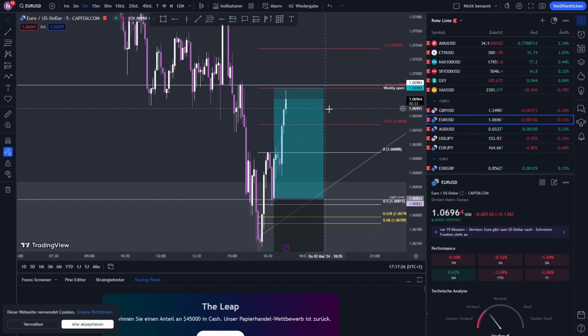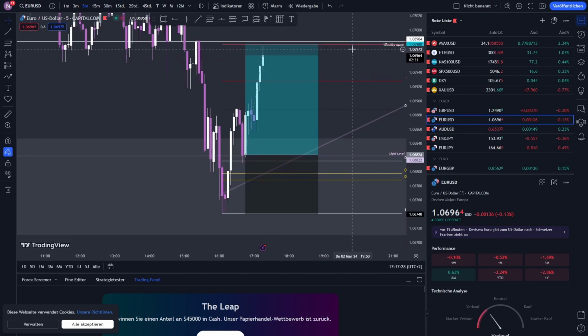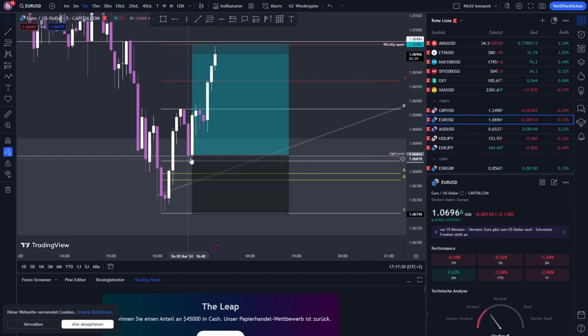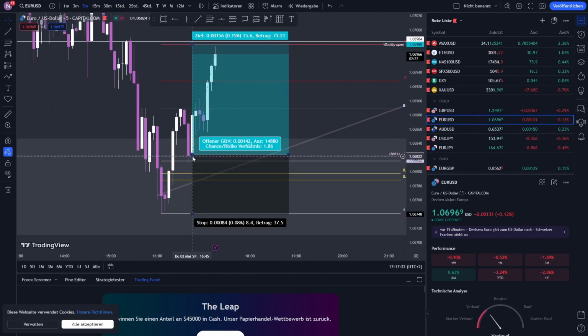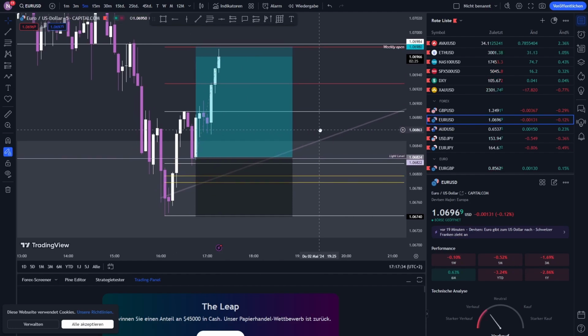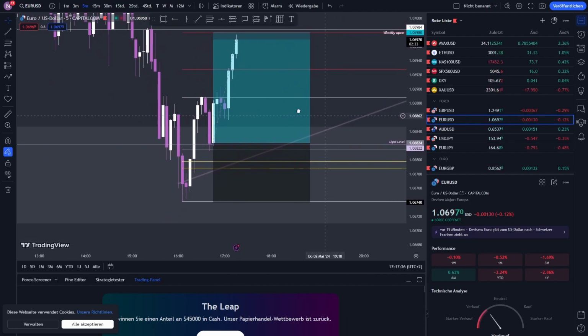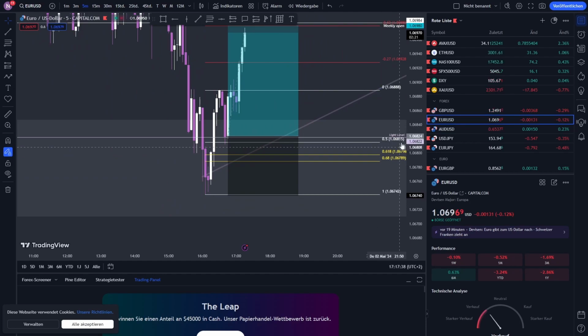So we didn't hit TP yet, but I think we're going to hit TP, and you can clearly see I entered here. I didn't enter, actually, I just showed you, I forward tested. I could have entered, but whatever. And you see it perfectly reacted to my light level.